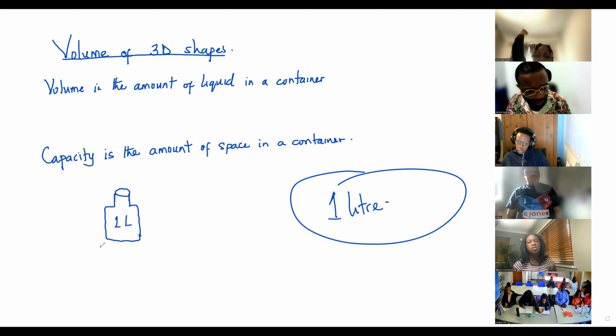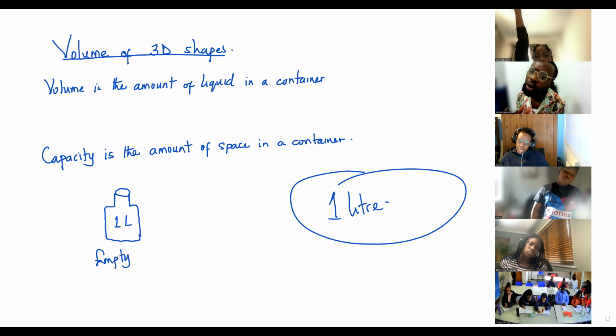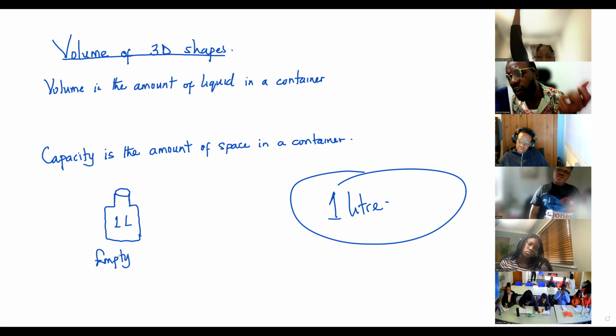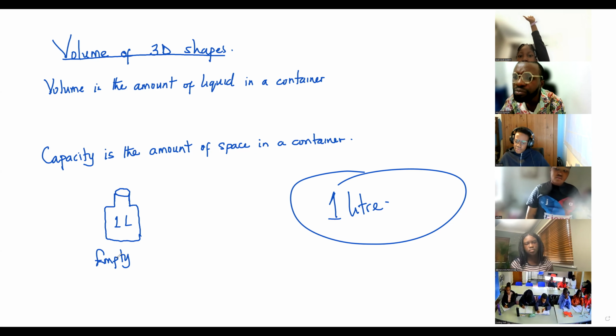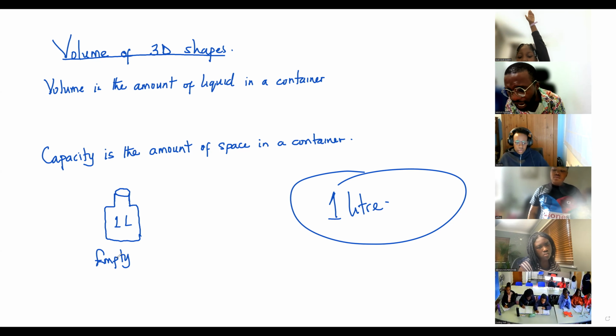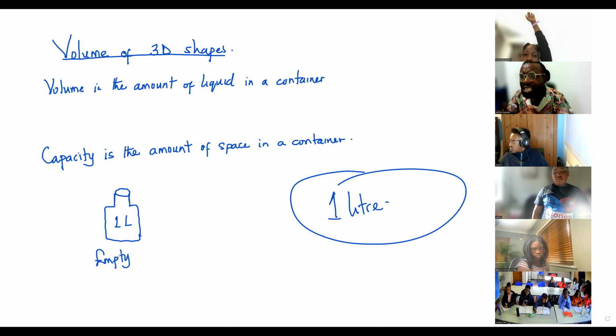This is an empty container. Now, if you put liquid inside of this container, the amount of the liquid becomes the volume. But the empty container can contain 1 liter. It has 1 liter of space. So when you're talking about volume, it is the amount of the liquid in the container, whereas the capacity is the amount of space.